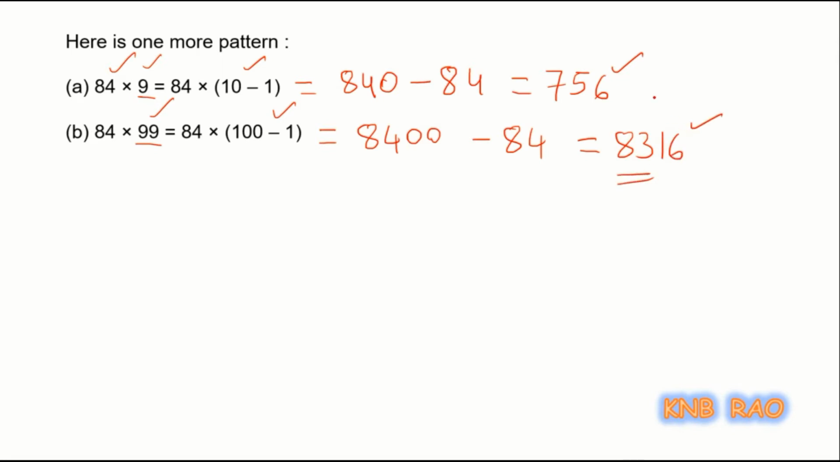So we can say that much easily answer without multiplication. Much calculation we are not doing at all. So here 84 into 99 gives 8316. So students, this much oral questions it will become.